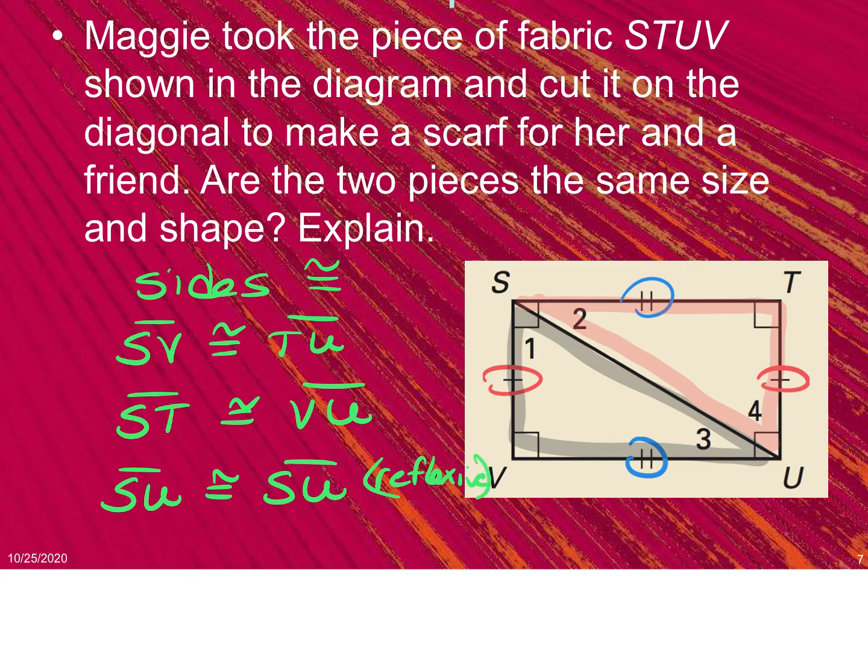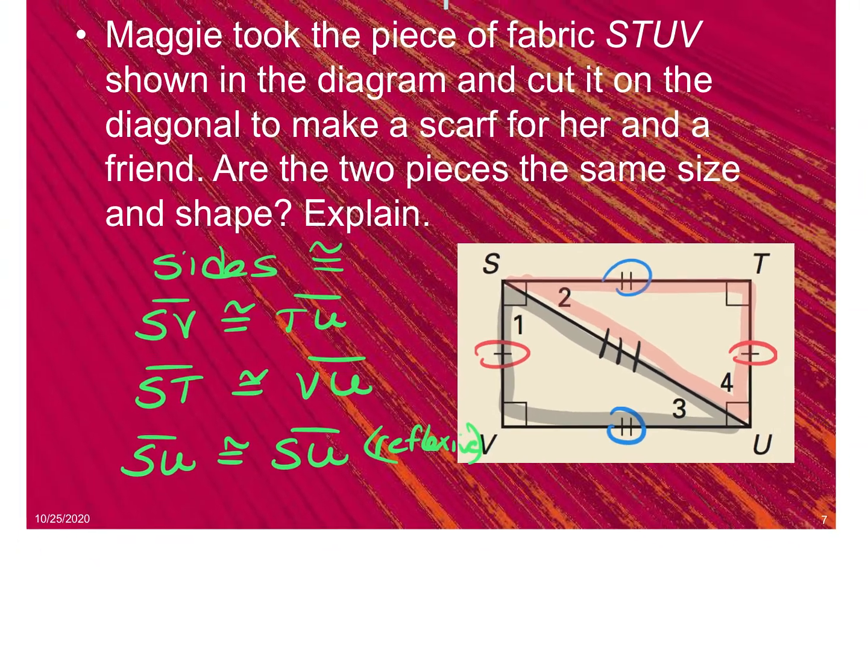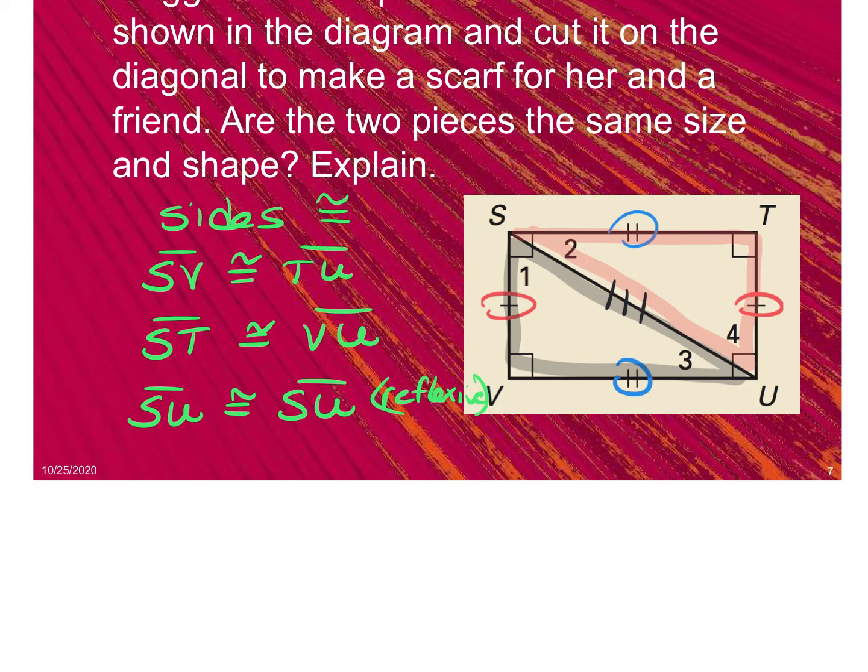Okay, now I have to show that all three angles. So now I've just shown that all three sides have a congruent match. Now I have to show all three angles of each triangle match. So we can see that V and T both have right angle marks, and we know that all right angles are congruent. So angle T is congruent to angle V because they're right angles.